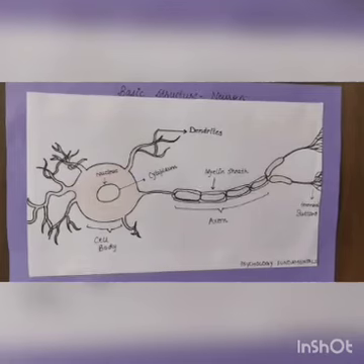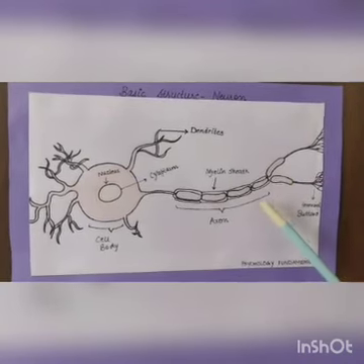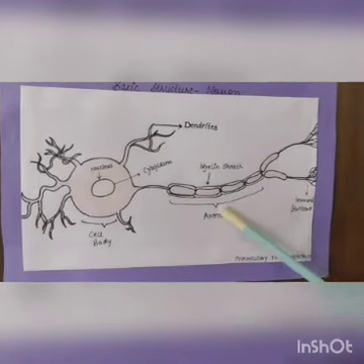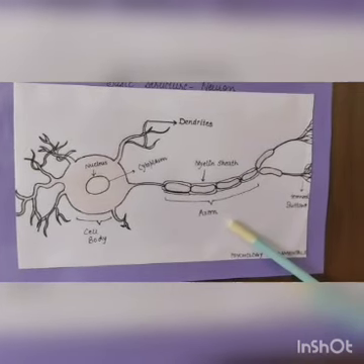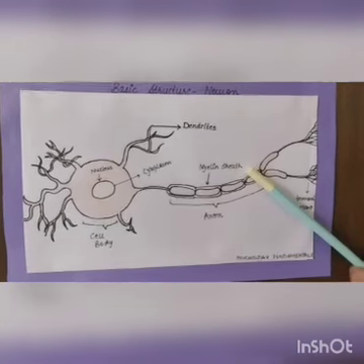Now the electrochemical signals which are present in the cell body will get transferred to this elongated part that I am highlighting with the pointer. This is known as the axon. Axon is very delicate, hence it comes with a coating known as myelin sheath. So the myelin sheath protects the neuron.